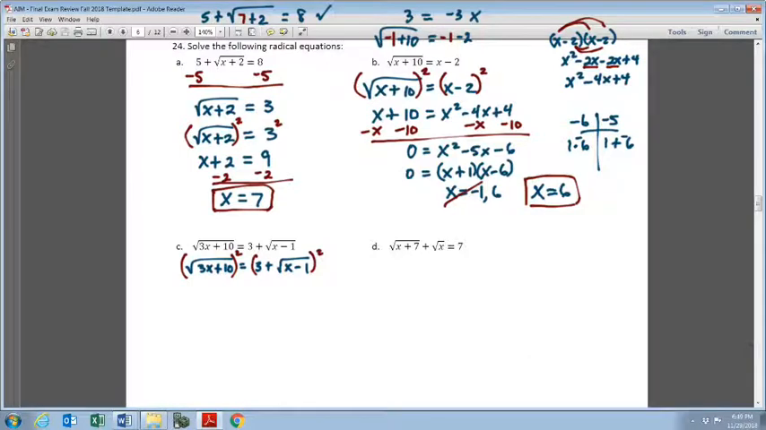If we square the left side, we're going to get 3x plus 10. Now on the other side, we're going to have to FOIL that. That's two terms. Let's write out two of those. Actually, I'm going to go ahead and FOIL right here. So 3 times 3 is 9 with the first terms. The outer product is going to be 3 times the square root of x minus 1. The inner product is going to be the same, 3 times the square root of x minus 1.